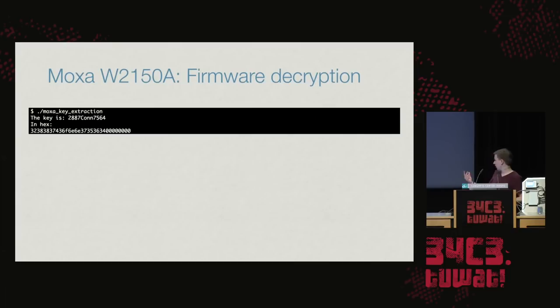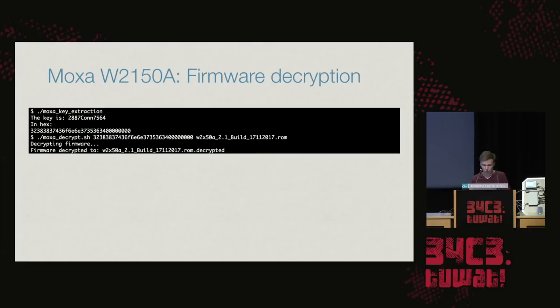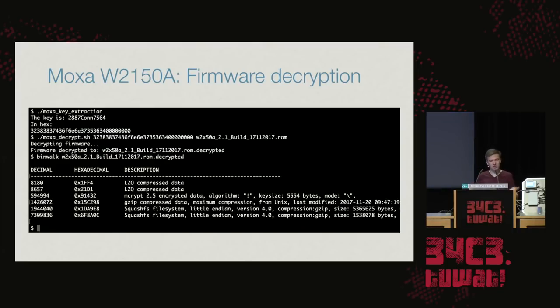And so I compile it, and sure enough, Moxa key extraction, it turns out that the key is 2887CON7564. I build a short script to decrypt the 2.1 firmware, and this time binwalk finds all the files and we can start reverse engineering the actual firmware.